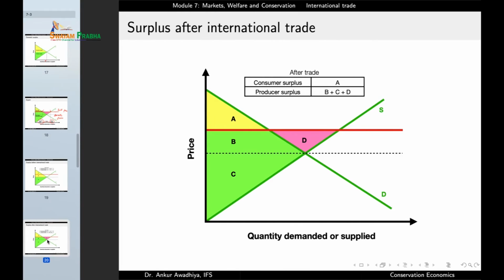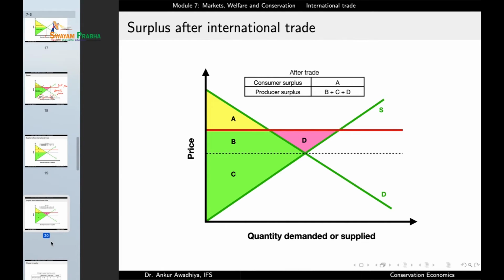Now after the trade, this is the prevailing price point. So now the total consumer surplus is given by the area between the demand curve and the price curve. Here we have the demand curve, this is the price line, and so this area, this yellow colored area that we had written as A before, this is the new consumer surplus.